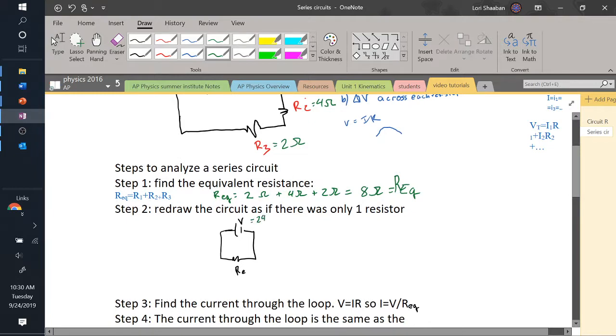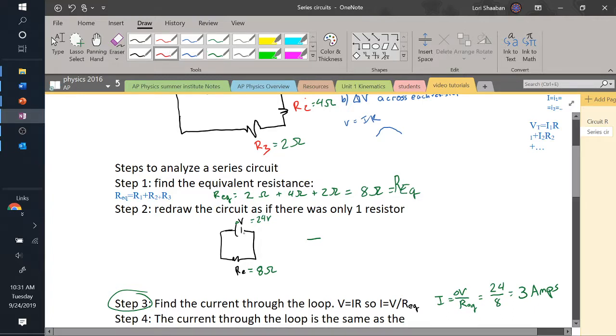So if we go down a little bit, we redraw the circuit. We had 24 volts of voltage drop across the battery, or voltage gain, I should say. And then we have an equivalent resistance of 8 ohms. So I can find the current, which is the voltage drop across the equivalent resistance. So that's going through all the resistors. We have 24 volts divided by 8 ohms, and we get 3, and all the units cancel, so we get amps. So 3 amps. So we have 3 amps going through our circuit now.